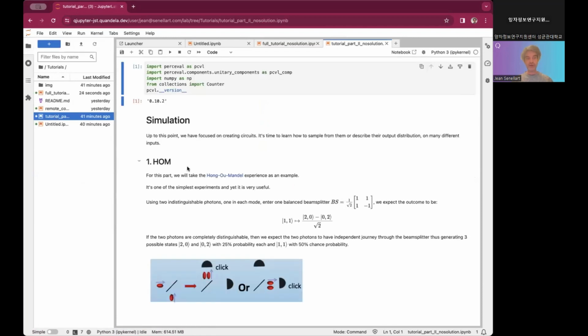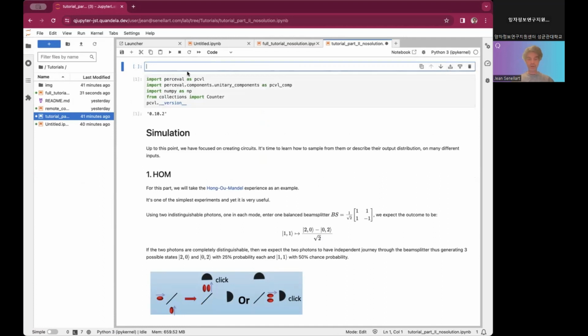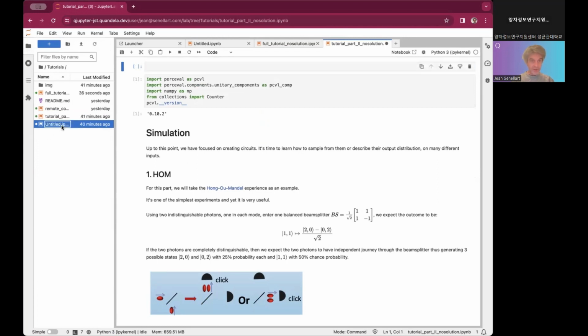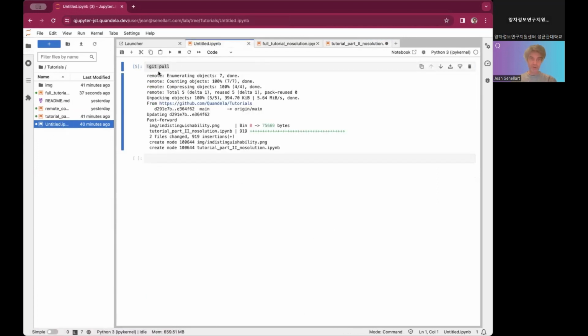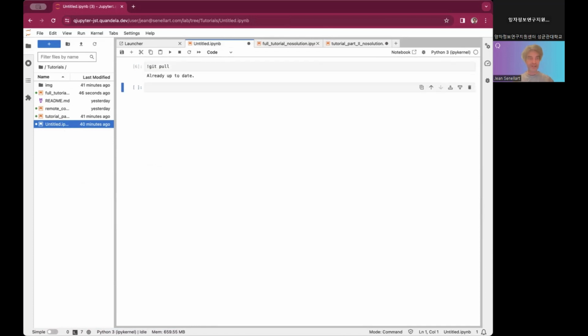Normally you have it in your directory if the git pull works. So if it doesn't work, if you didn't do this, just make sure that you do git pull in the tutorial directory, and you should see something like that. If I do it again, it will tell me that everything is up to date.